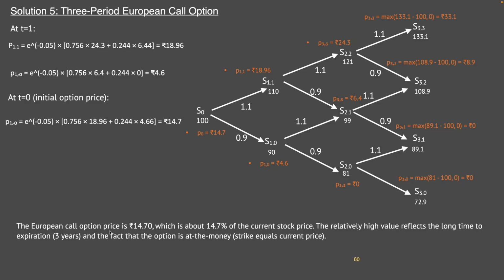So here the European call option price of 14.7 is about 14.7% of the current stock price. What is the current stock price? 100 rupees. So an option price of 14.7 means it is 14.7% of the stock price. So this is a very high value. Why is it high? Because the expiration time is very long, 3 years, as a result of which the option price will remain high. And the option is also at the money, where the strike price is equal to the current price of the stock.